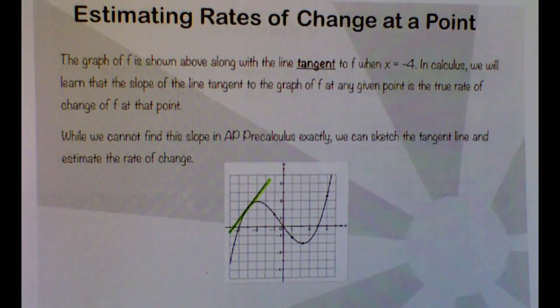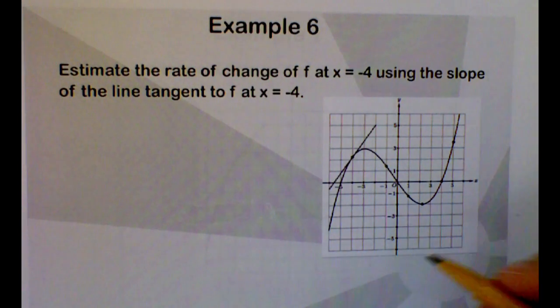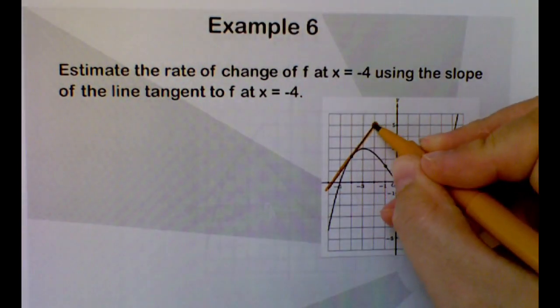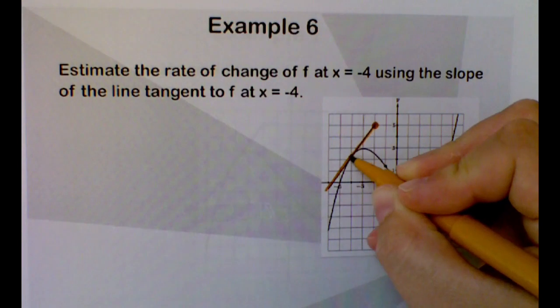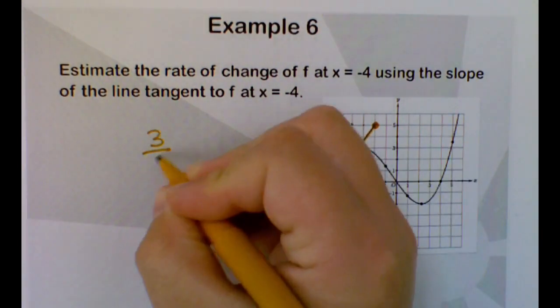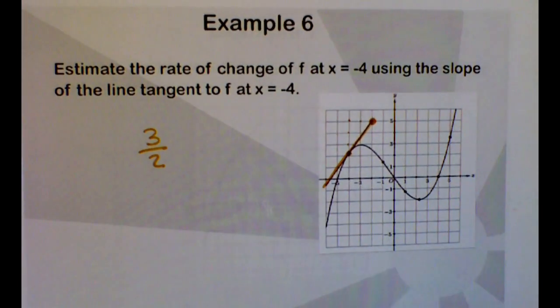That's the idea. So let's estimate the rate of change of f at x equals -4 using the slope of the line tangent. Oh, that's the one we just looked at, right? So I pick another point that's on my line, and this one's about here, so 1, 2, 3 over 2. My rate of change is about 3 over 2. That's definitely not exact, but it's close enough.